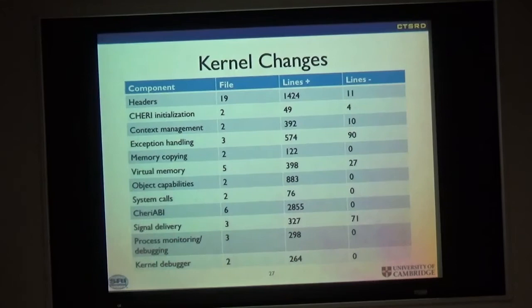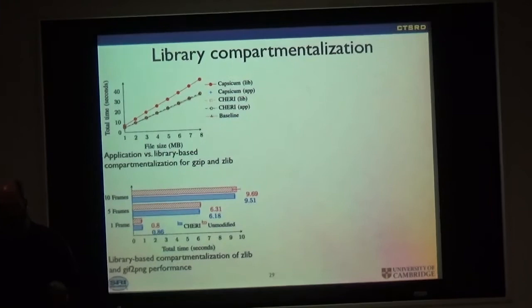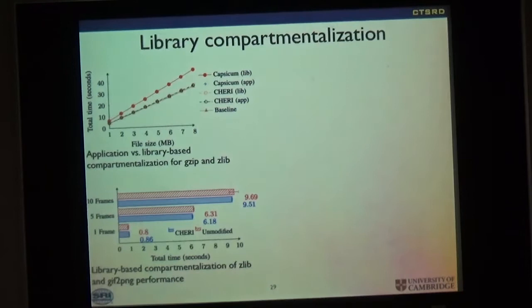A very brief discussion of compartmentalization. The primary focus that we've had on compartmentalization thus far is library compartmentalization. So this allows us to, for instance, make a version of libc which inside uses pure capability code in a compartment, and outside presents a MIPS64 API. So an unmodified MIPS64 binary can link against this library and get full protection against any bugs in libc.